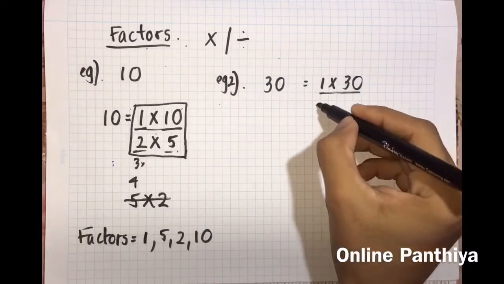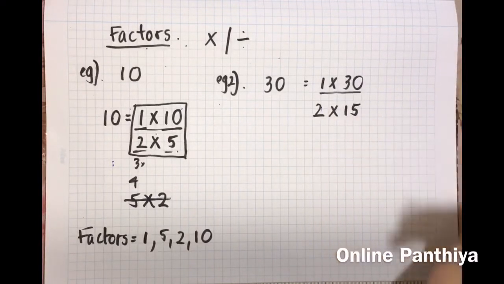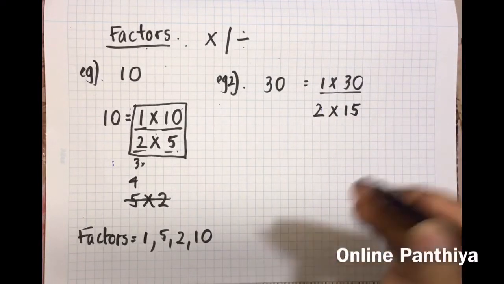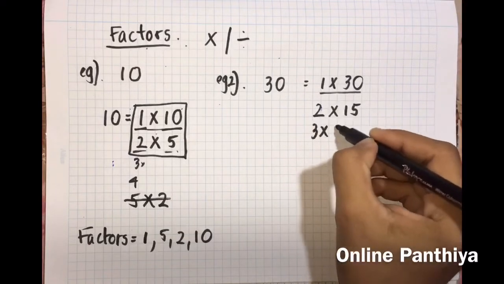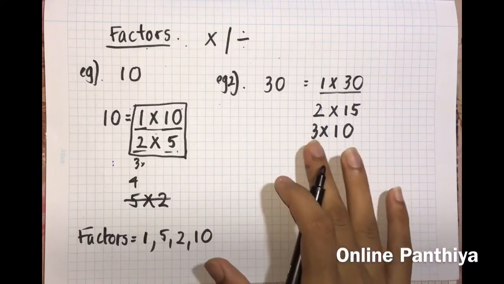Now see, 2. Do I have 2? Yes. 2 into how much? 2 into 15. Do you have 3? Yes. 3 into 10. Do you have 4? Now you should know the multiplication table. 4, 8, 12, 16, 20, 24, 28, 32. You don't have 30. Therefore you cannot write 4.